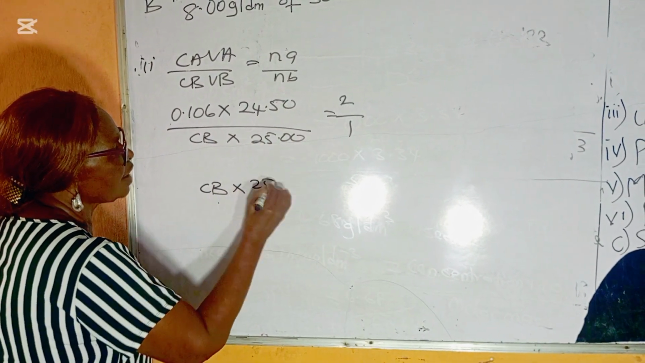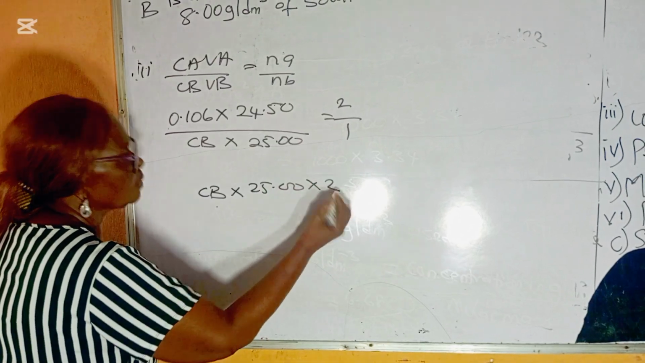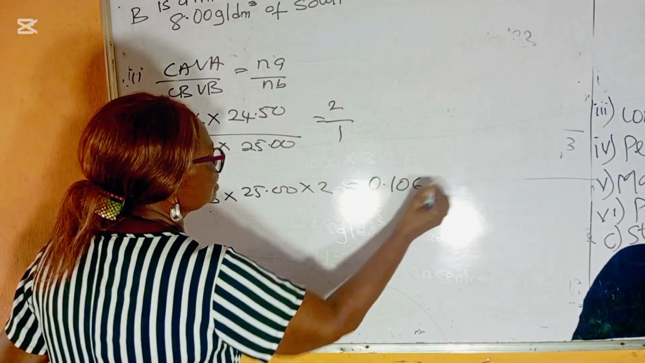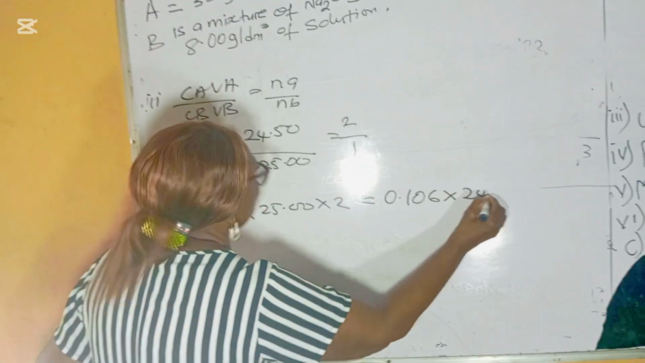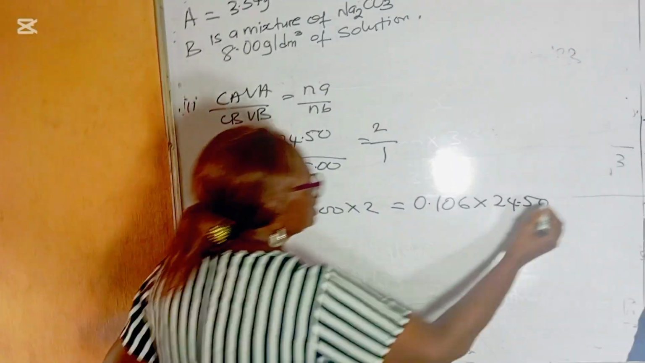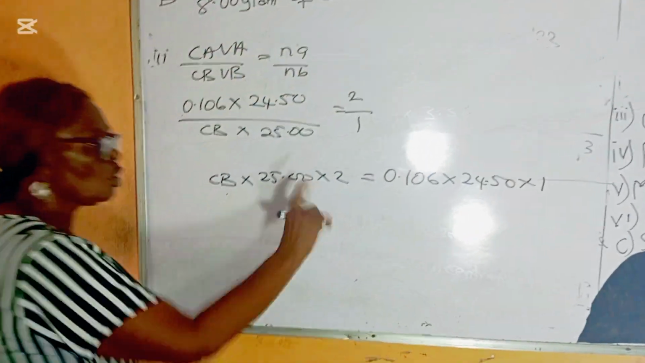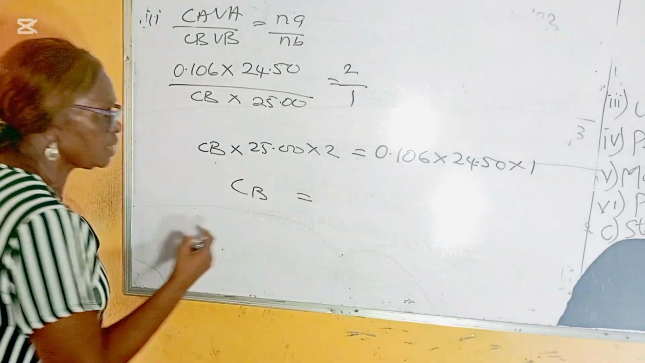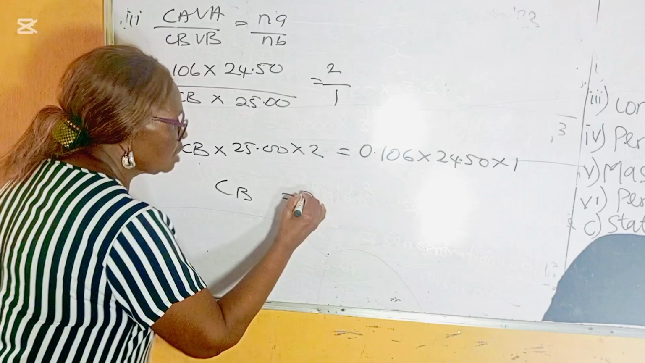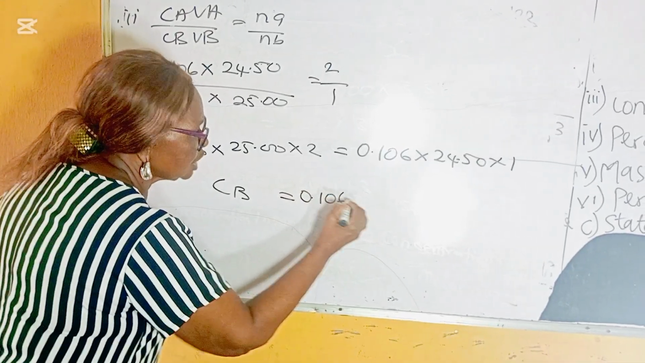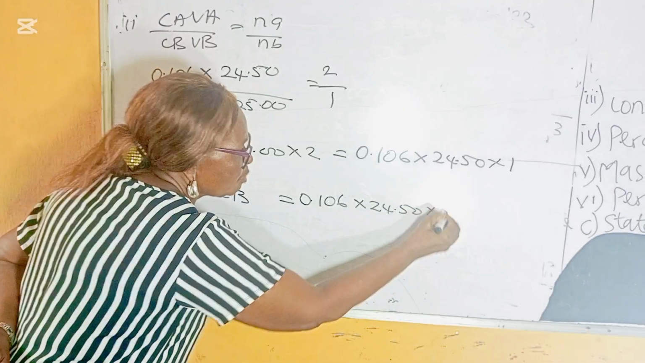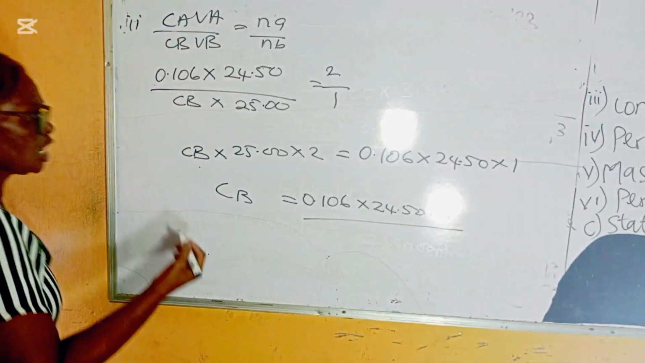Cb times 25.00 times 2 equals 0.106 times 24.50 times 1. That is not where the mark is. The mark comes when you have been able to make your Cb the subject of your formula. So I need to go this far, for some of you that might want to see how this subject of formula just emerges.